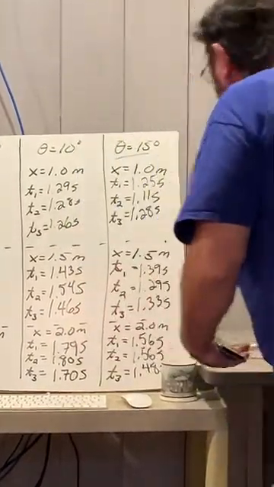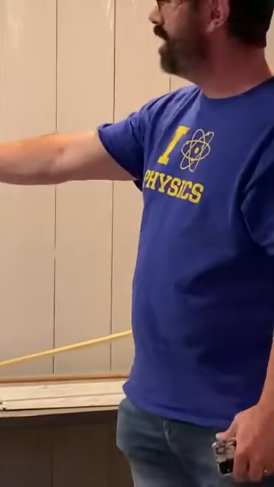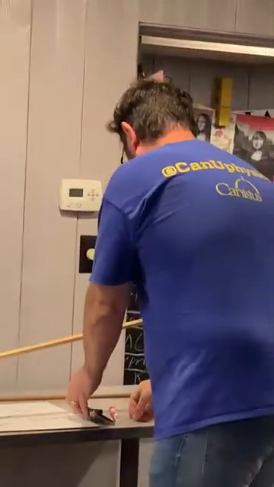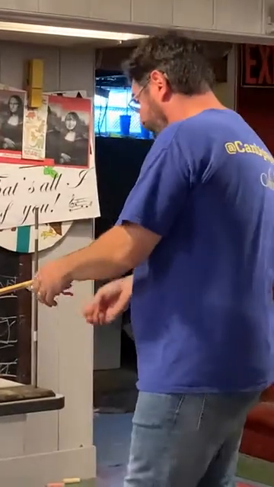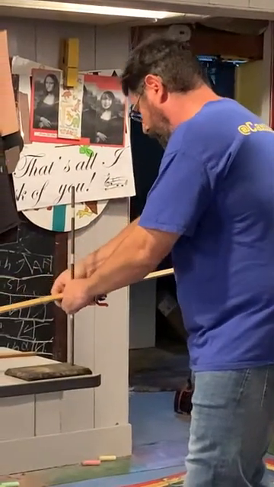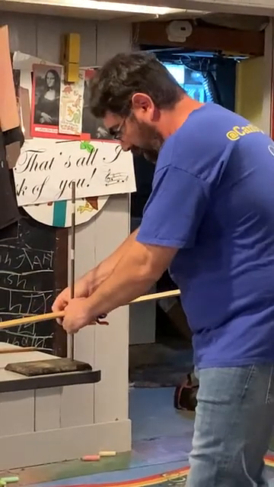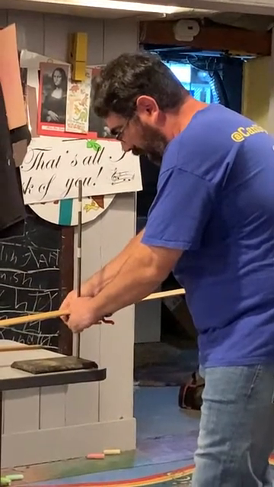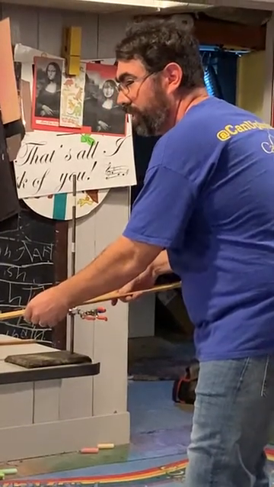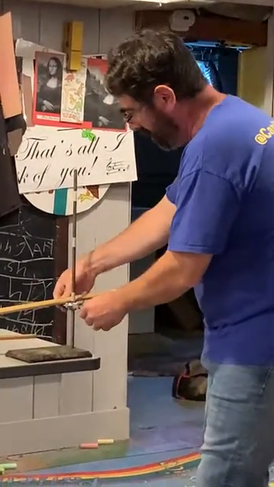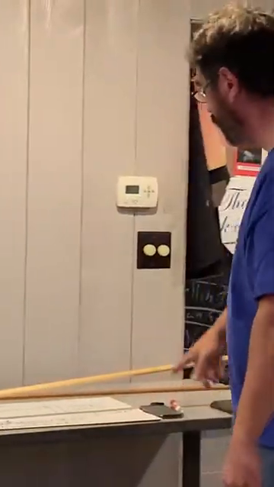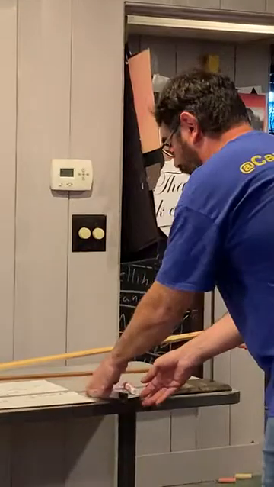Okay. So we made the measurements at 10 degrees and at 15 degrees. So let's do the last step. So let's make the measurement now at 5 degrees. Now the angle is much, much smaller. It should take a lot longer to get there. Okay. So now that's an angle of 5 degrees. And we'll start at the 1 meter mark again.